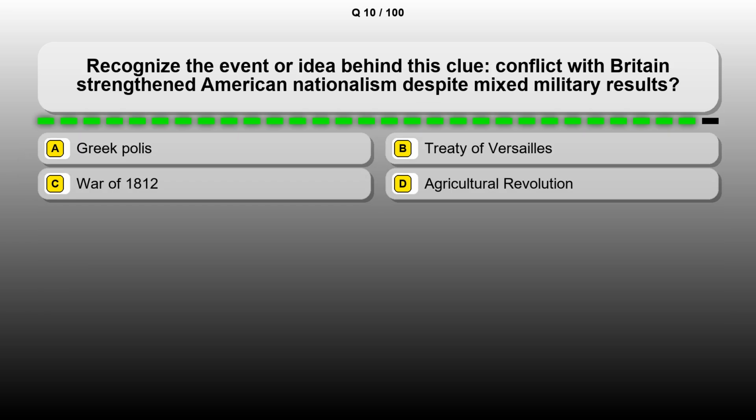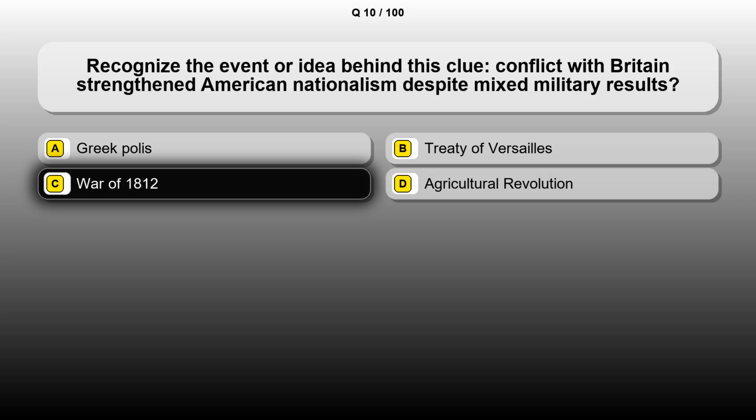Question 10. Recognize the event or idea behind this clue. Conflict with Britain strengthened American nationalism despite mixed military results. Option A, Greek Polis. Option B, Treaty of Versailles. Option C, War of 1812. Option D, Agricultural Revolution.